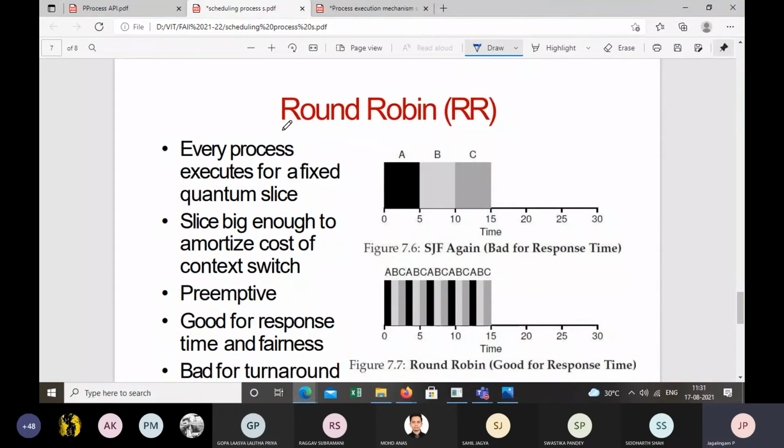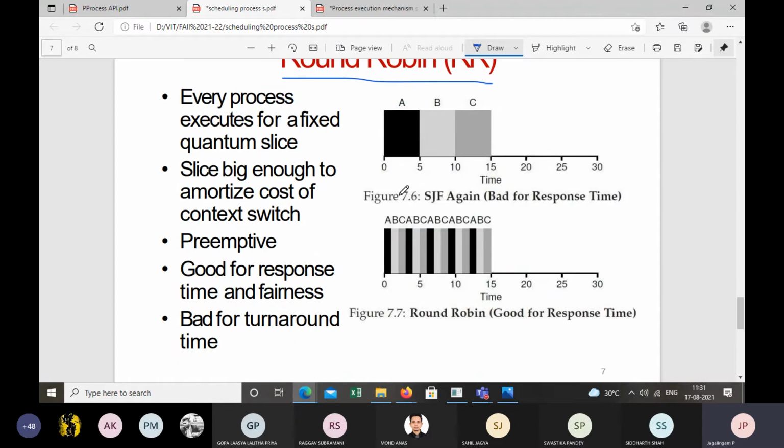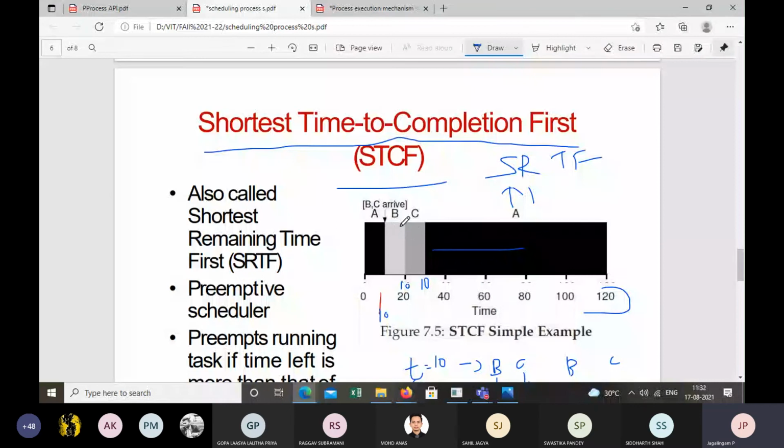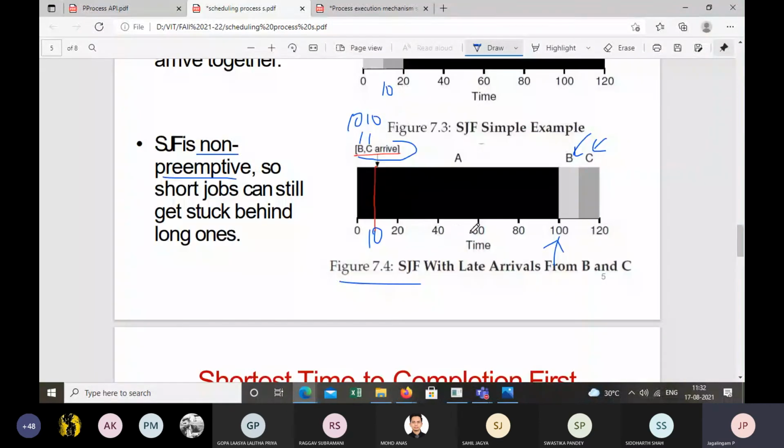So the next algorithm is the round robin algorithm. So is everyone okay with this? Okay, the next simple scheduling policy is called round robin, the RR scheduling algorithm, right? Now, how does this work? Let us try to understand the disadvantages of SJF.